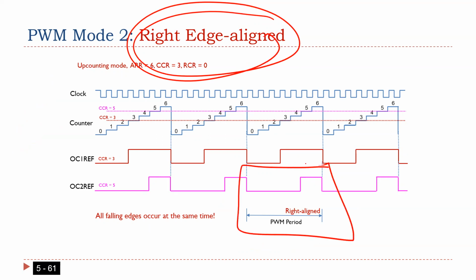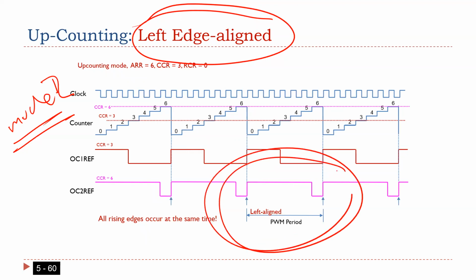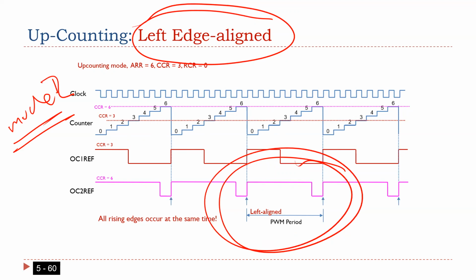Again, it's not a big deal, but sometimes in some applications I want the signal to be right aligned, left aligned, or center aligned. I just want you to understand the difference. Here the signal is going to be left aligned. Here it is right aligned, and all you have to do is use mode 2. Mode 2 is going to generate a signal that's right aligned. Mode 1 is going to be left aligned.